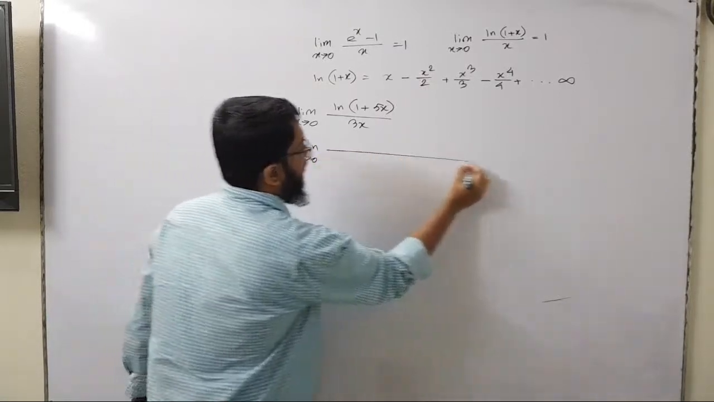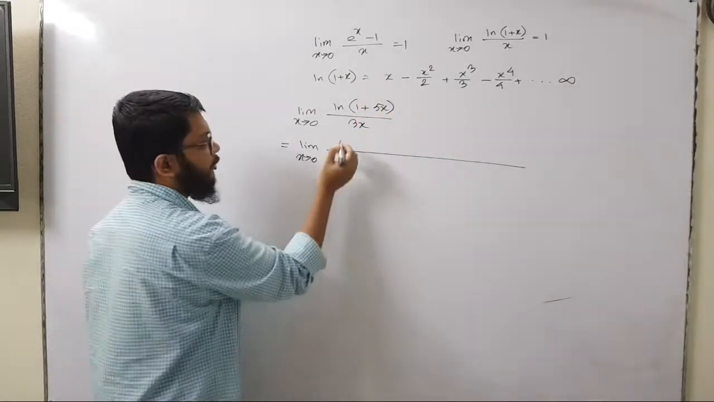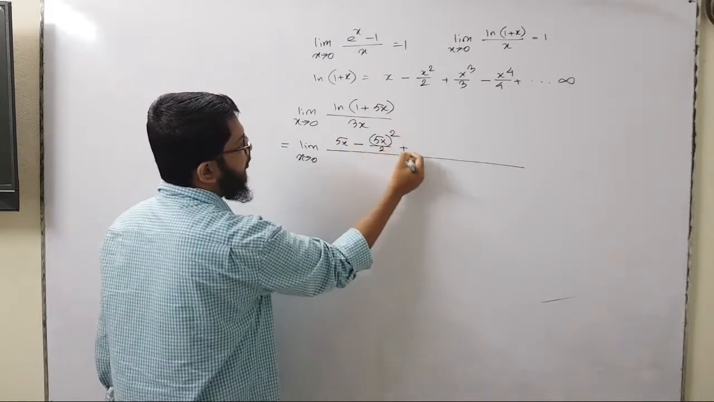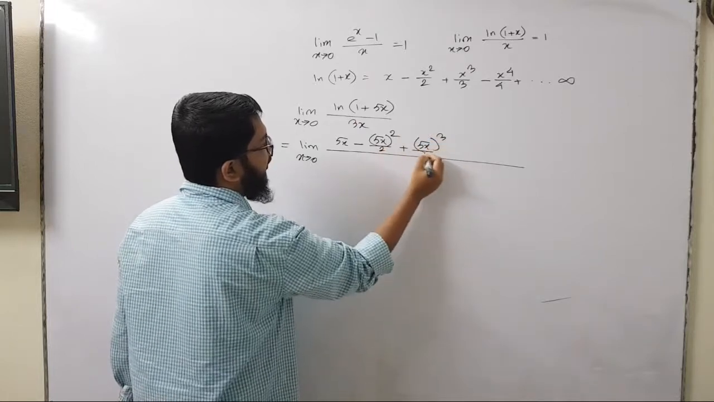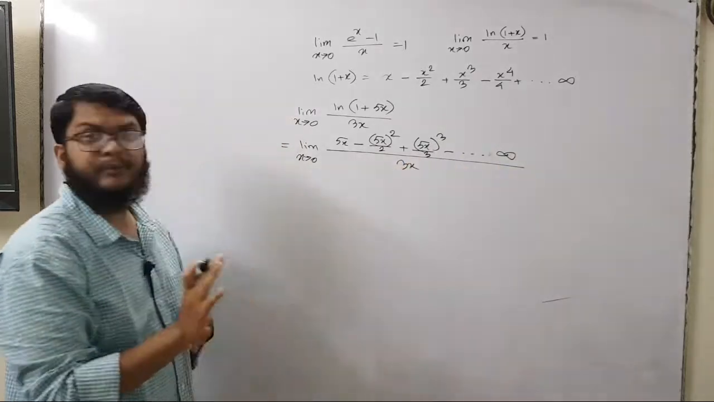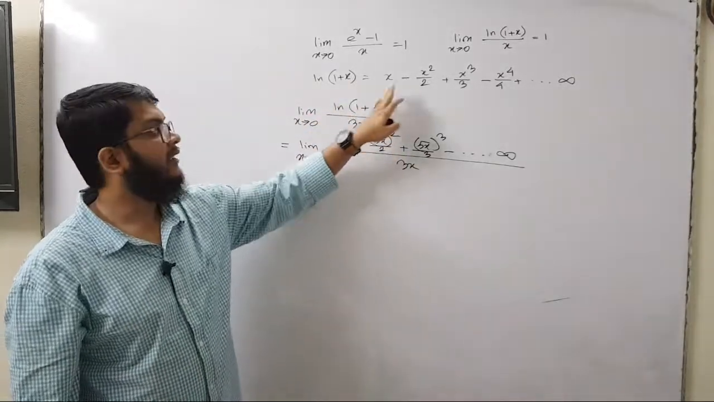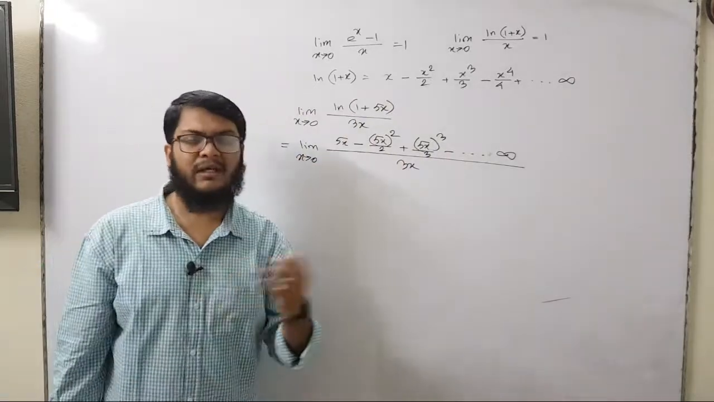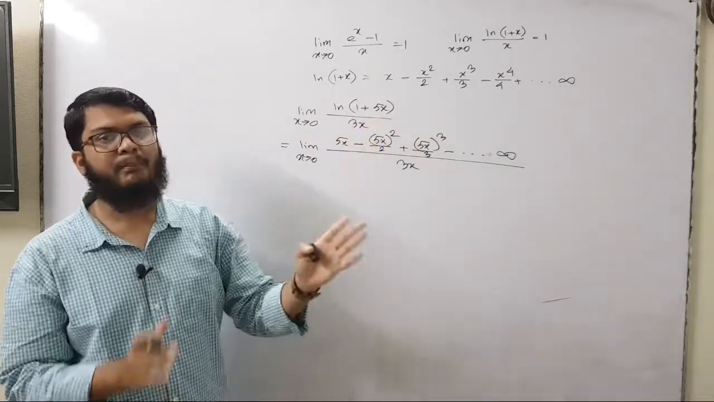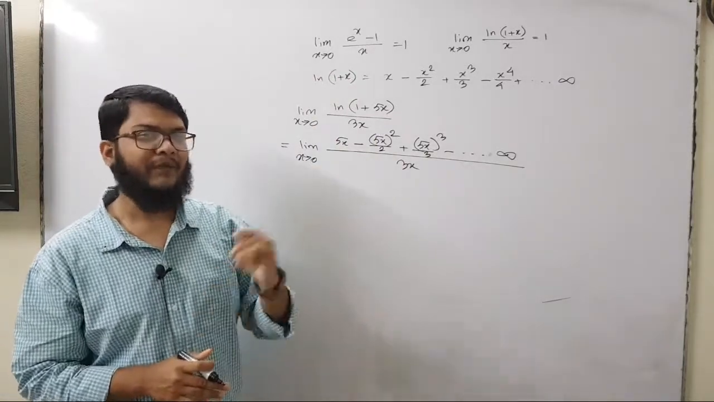Let me show you here. In this expansion, instead of x, in every term we will put 5x. So it will become 5x minus (5x) whole square by 2 plus (5x) whole cube by 3 minus, all the way to infinity, divided by 3x. I hope you understand. This is pretty simple. Just instead of x, you replace with 5x. So you need not memorize all the expansions. You just memorize the basic expansion and compare with the terms. Whatever you have to replace, replace that with the new term.